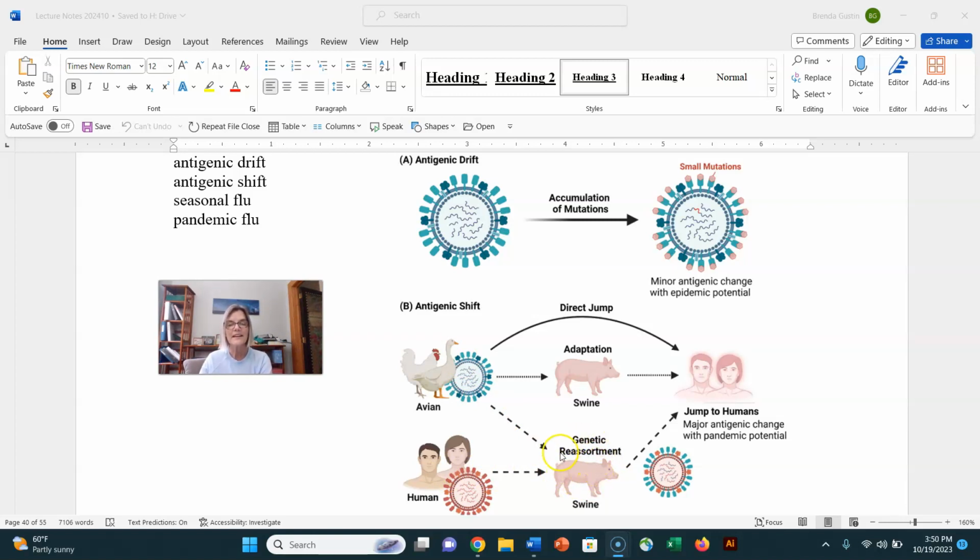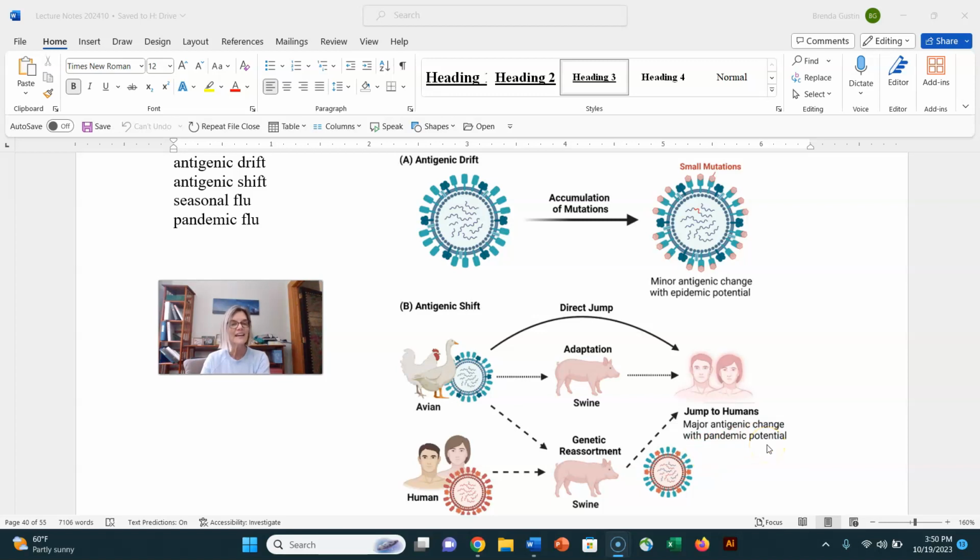Inside of that pig, sometimes these viruses can get mixed up, and they can exchange genetic material, and you can create brand new viruses that have never been seen by anybody before. And that's the antigenic shift. We've got a brand new virus. So it says a major antigenic change with pandemic potential.